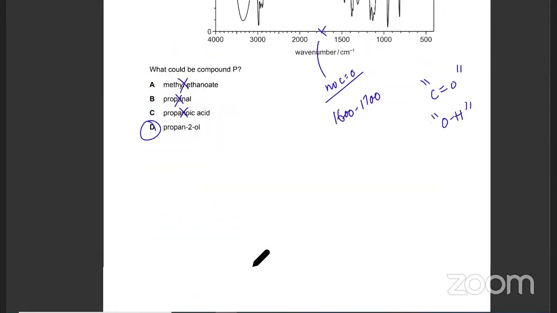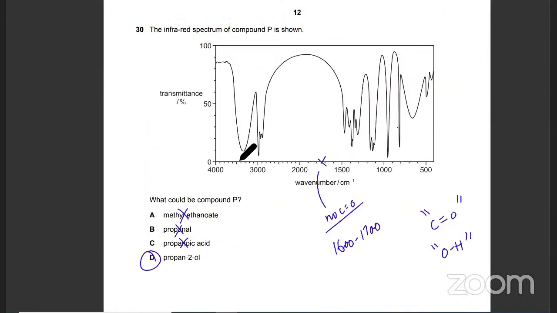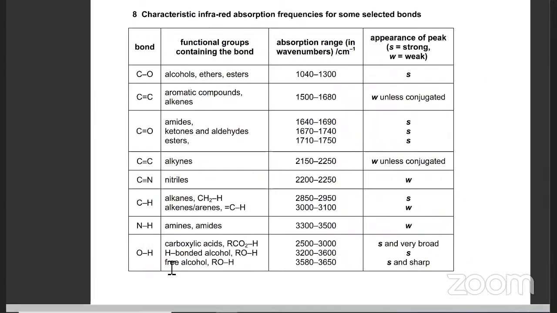What was the absorption at the 3400 mark? That's the normal alcohol absorption, right? At 3200 to 3600, you've got alcohols. The hydrogen bonded alcohols are the ones that are in water, and the free alcohol is the one that's in the gaseous state.